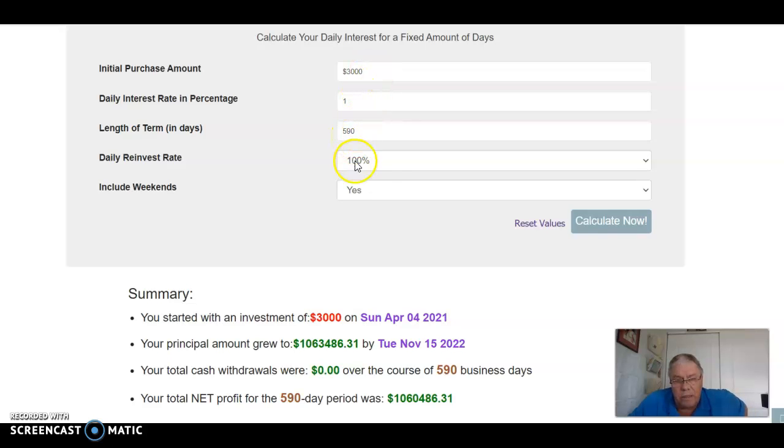So 3,590 days, 1%, 100% reinvest, not taking any money out. You do hit your seven figures by Tuesday, November 15th. Again, I'm showing what compounding does. I'm only showing what is possible. Nothing I'm showing you is some kind of a guarantee of any kind at all.